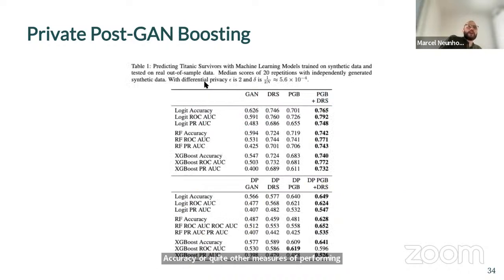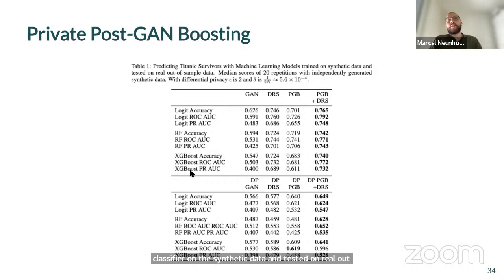So for example, we use the well-known Titanic survivor data set. I guess everyone who's ever been on Kaggle knows this data set, which has just a bunch of variables on each passenger on the Titanic and whether they survived or not. And the prediction task is to predict whether someone survived or not. And the first set of results here shows what happens without privacy guarantees: we generate synthetic data with a GAN, then with those different post-processing methods, and then train a classifier on the synthetic data and test it on real out-of-sample data.